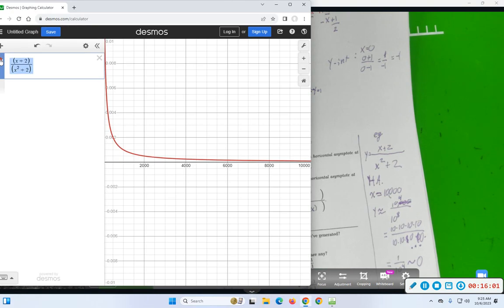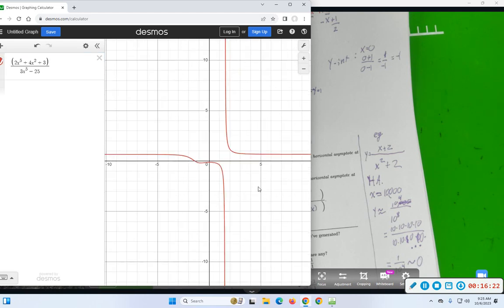So let's graph exactly that same example polynomial: 2x to the fifth plus 4x squared plus 3, divided by 3x to the fifth minus 25. And that should allegedly be getting close to y equals 2 over 3. I'm going to make that dotted so it's clear it's a horizontal asymptote.